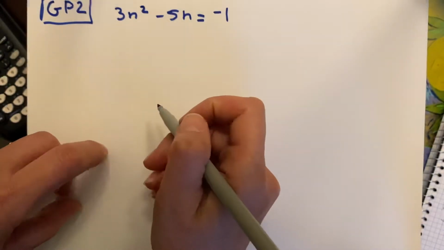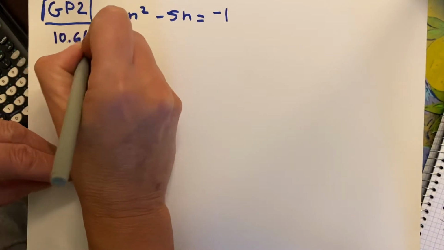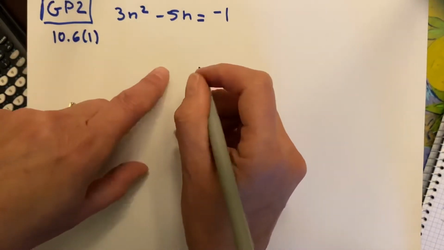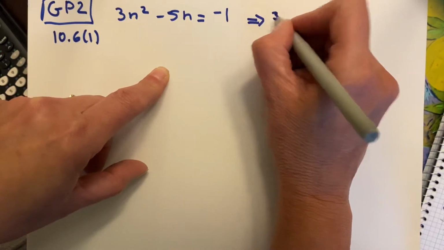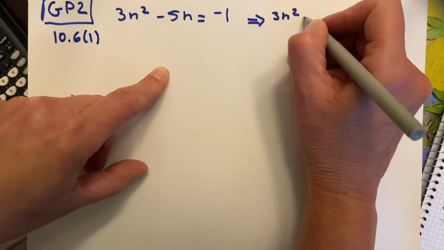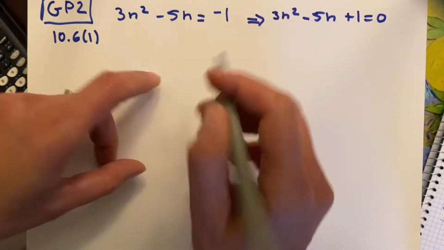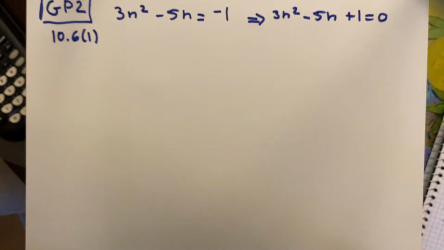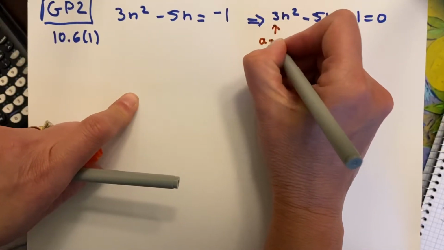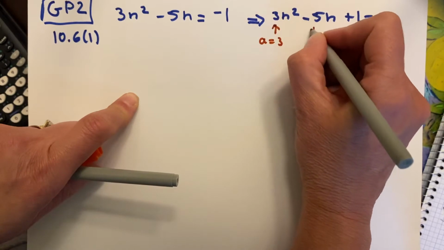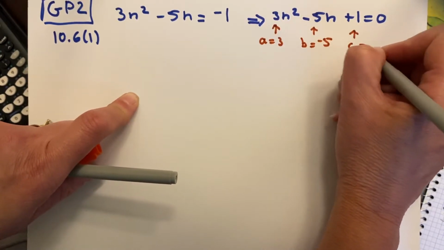This is guided practice 2 of 10.6, part 1. Okay, well, our first goal is to set this equal to 0. So 3n squared minus 5n plus 1 equals 0 because I added 1 to both sides. Next, I'm going to identify my a, my b, and my c. So a equals 3, b equals -5, and c equals 1.